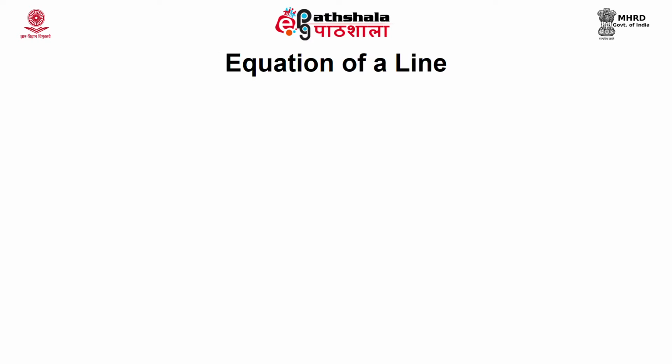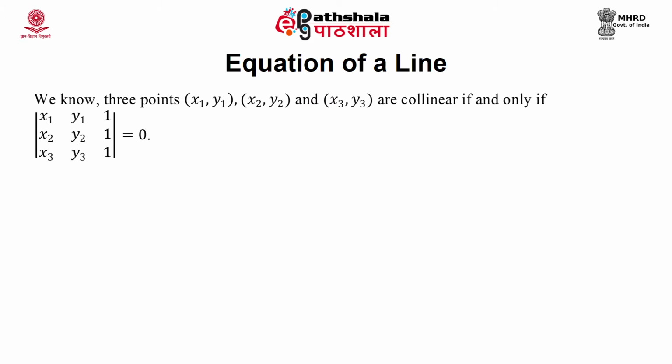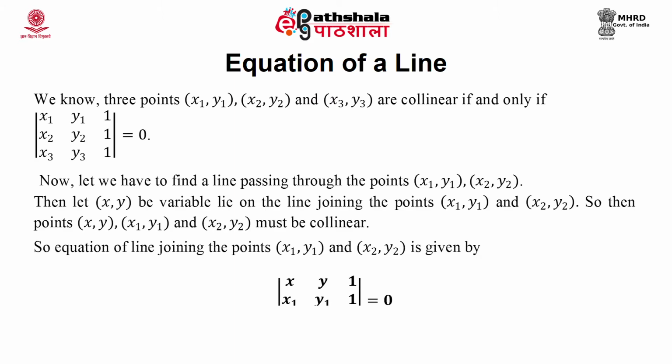Now the equation of a line. We know 3 points x1 y1, x2 y2, x3 y3 are collinear if and only if the determinant of this expression is 0. Now we have to find the line passing through the points x1 y1 and x2 y2. Let x y be a variable point lying on the line joining the points x1 y1 and x2 y2. Then these 3 points, x y where x and y are variables, x1 y1 and x2 y2, must be collinear.